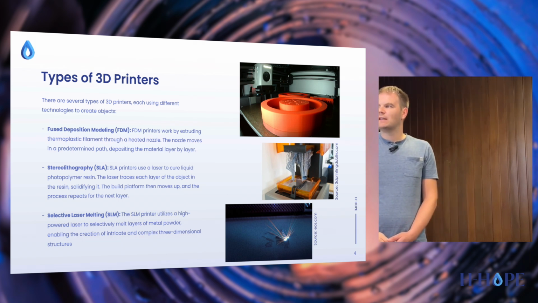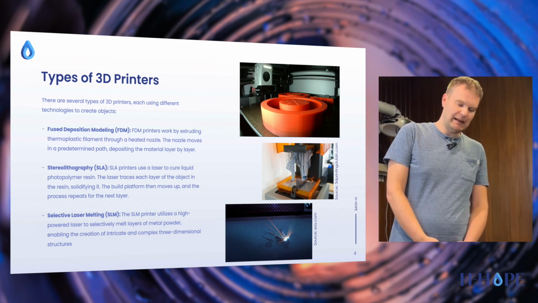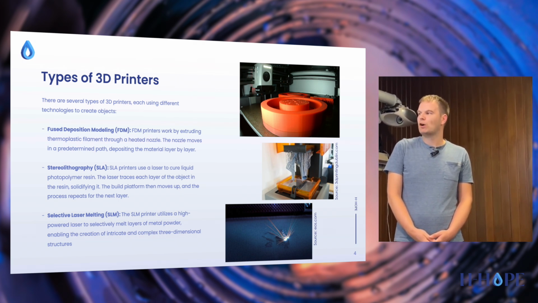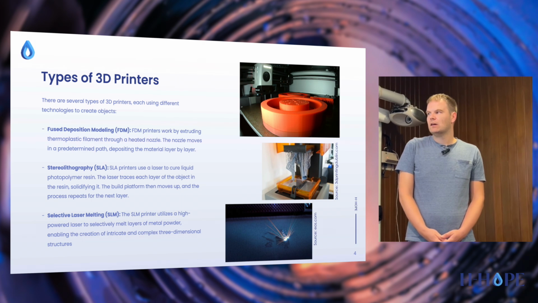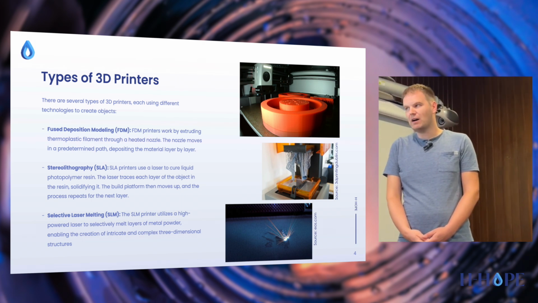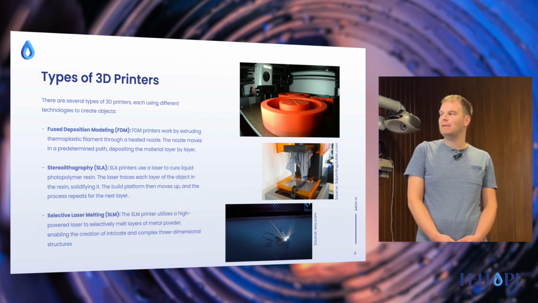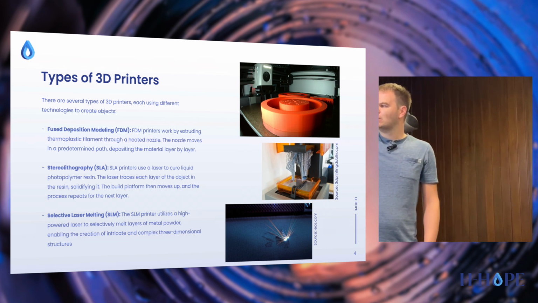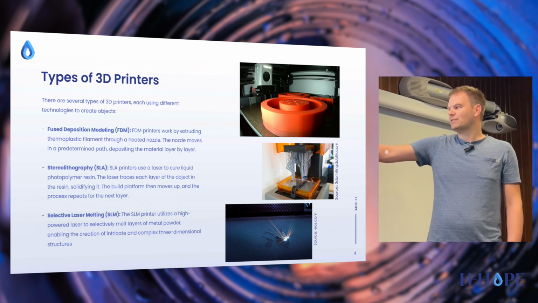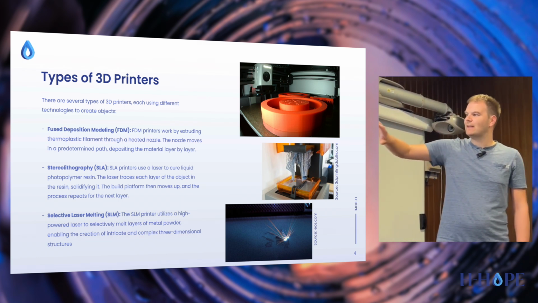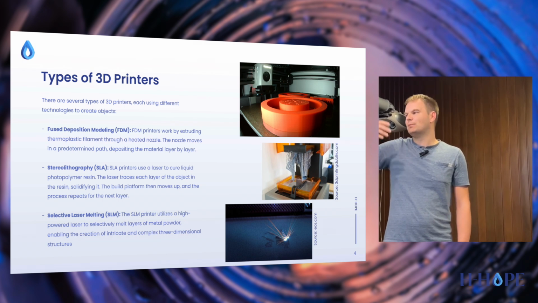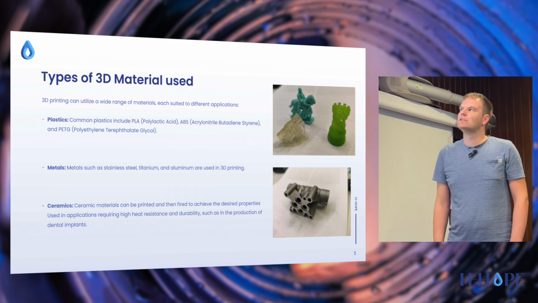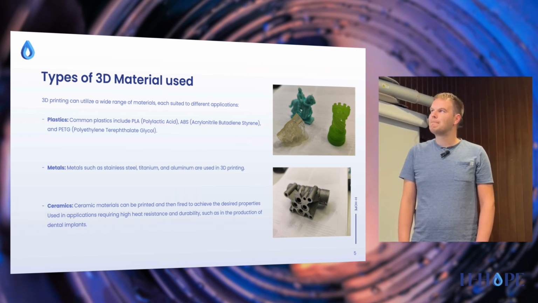Then we have the SLM printer, or selective laser melting. With this printer you can print objects from metals. It uses a high-powered laser and selectively melts the layers of metal powder. When all parts of that layer are melted, it adds another layer of powder, and the process is then repeated.